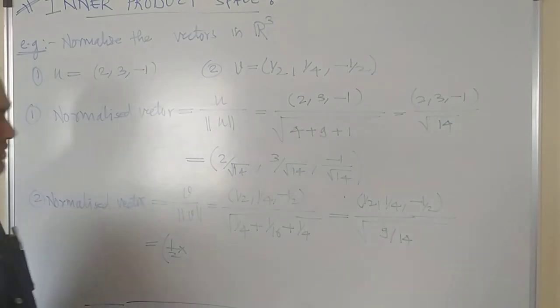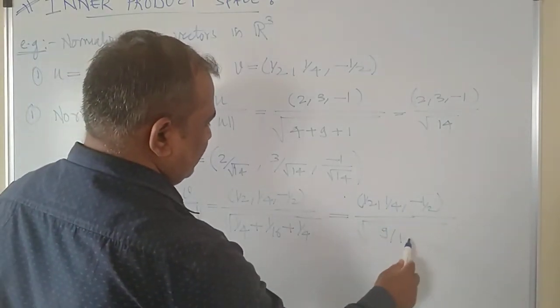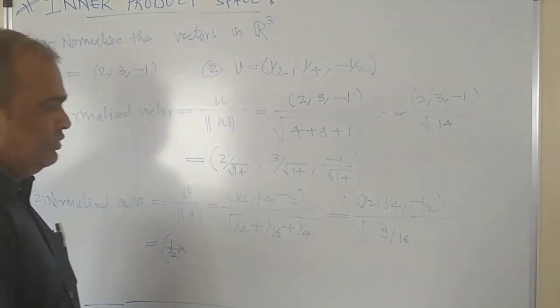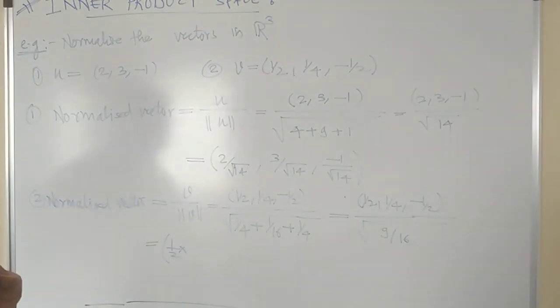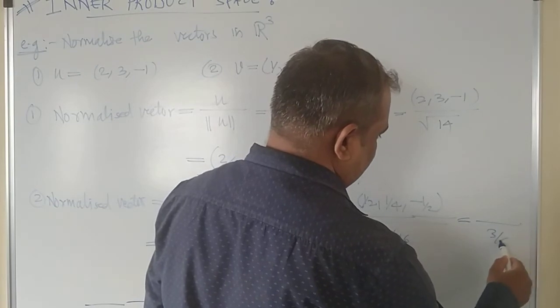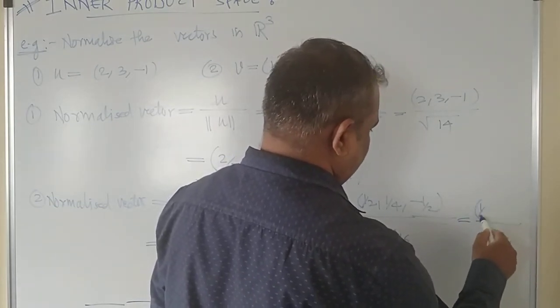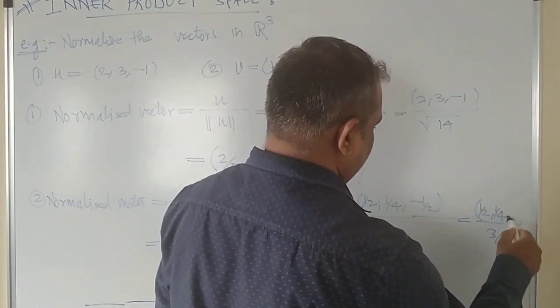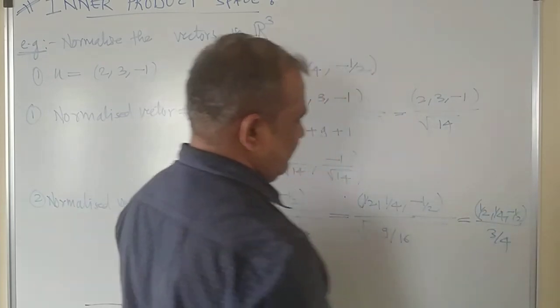No, 14 is, 16 is there, no? At the denominator we have a 16, not 14. So 3 by 4, right? So this is a 3 by 4 and this is your vector half, 1 by 4 and minus half, right?